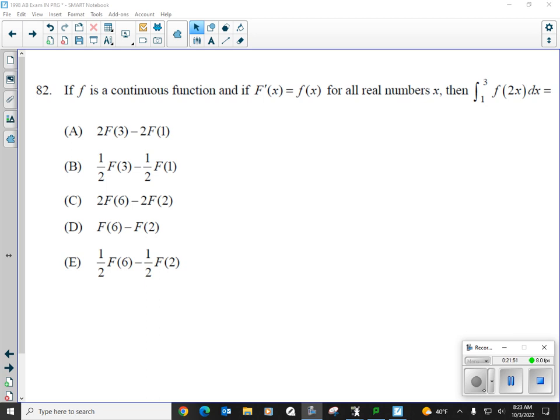82. If f is a continuous function and capital F prime of x equals lowercase f of x for all real numbers x, then the integration from 3 to 1 of lowercase f of 2x dx is... right away, and I try and tell my students this, whether they listen or not, that's on them.